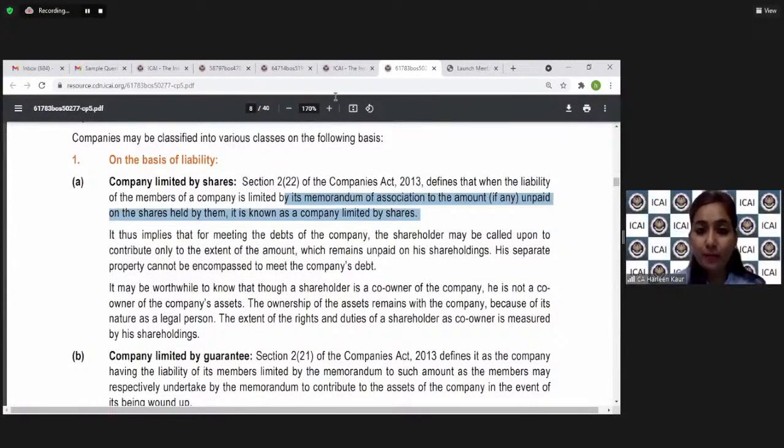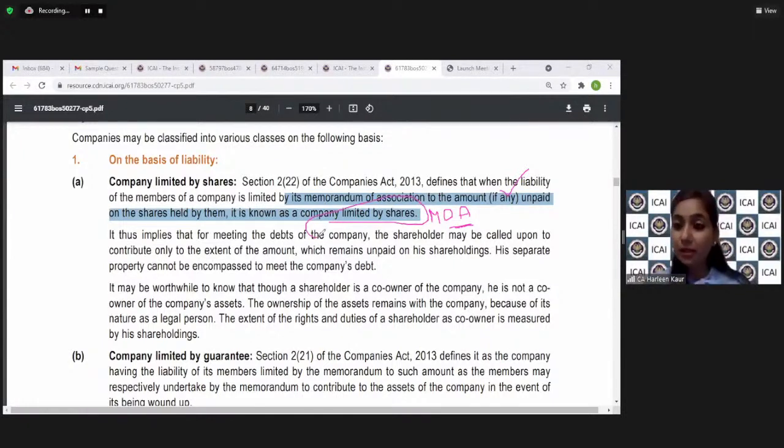So what we have to remember over here is, number one word is MOA. The memorandum, I told you, is a document of a company which gives the broad features, name, clauses, and other things. And where is it written that the liability of the company is limited? It should be written in the memorandum of association. What has to be written? That the liability is limited to the amount, if any, unpaid on the shares held by them. If such a thing is written in the memorandum, then it becomes a company limited by shares.